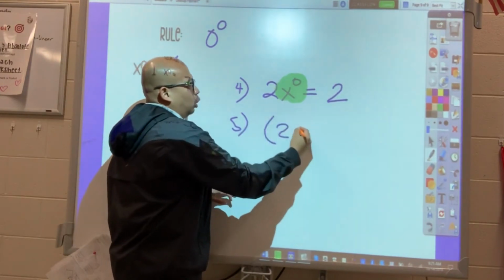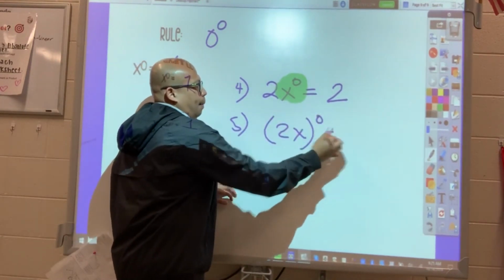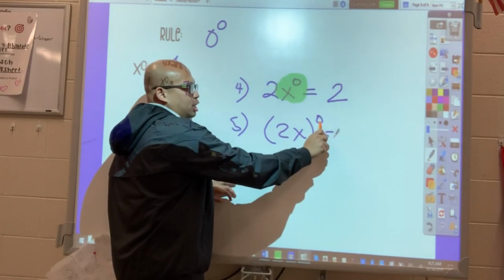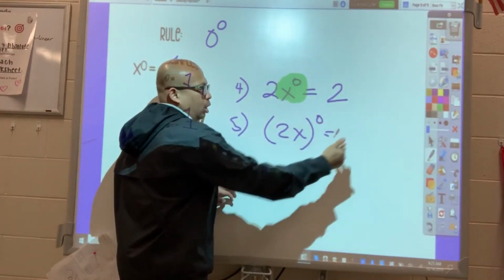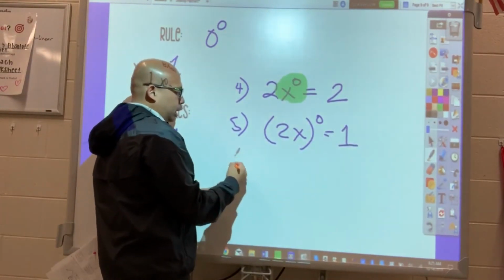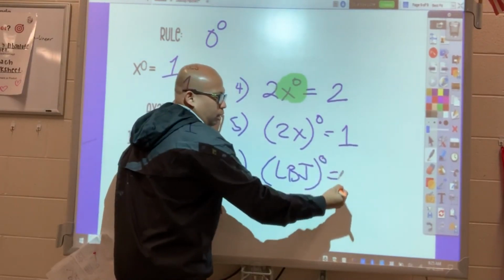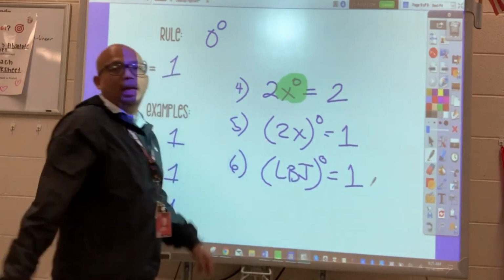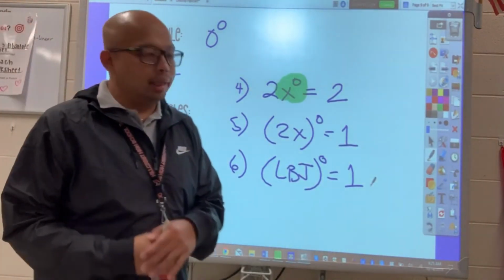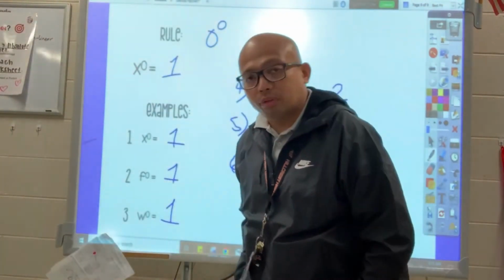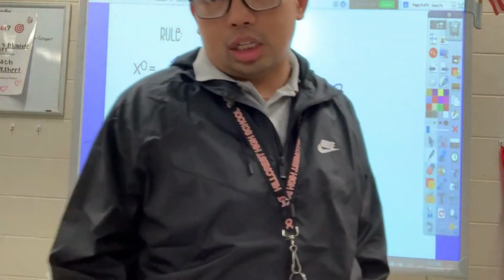Number 5. What if I put (2x) to the 0? Both of them are under the exponent of 0. So the answer here will be 1. What if I put here LeBron James to the 0, is equal to 1? Okay with that one? I hope you learned the 6 rules or laws of exponents, and we'll discuss it more. Kaboom!